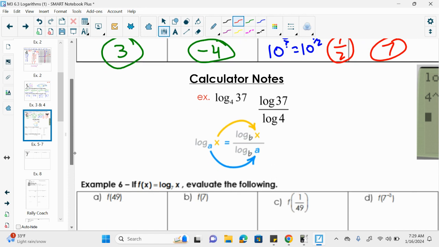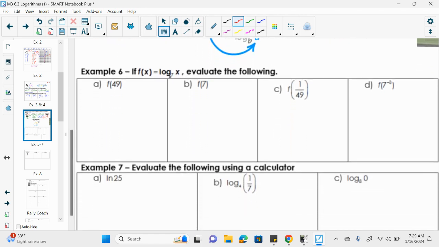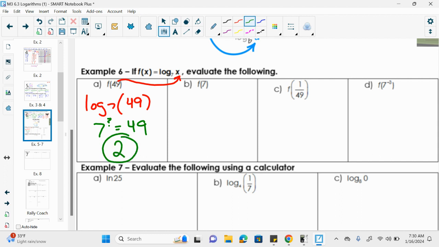So let's do a little bit more. Evaluate down here. Okay, so now it says log base 7 of x, where we're going to put in these function values in for x. So really we got to find log base 7 of 49. Let's change this to an exponential equation. It's saying 7 to what power equals 49? Well, that would be 2, right? 7 squared is 49.